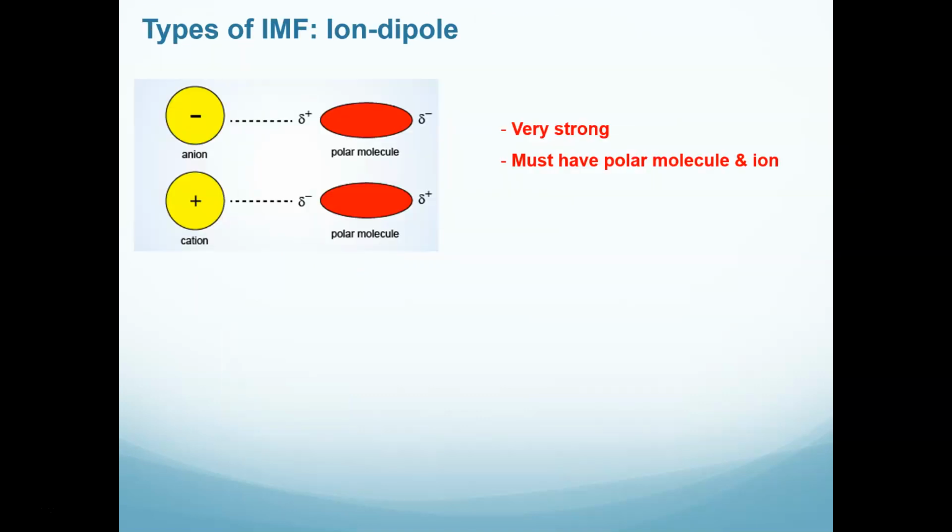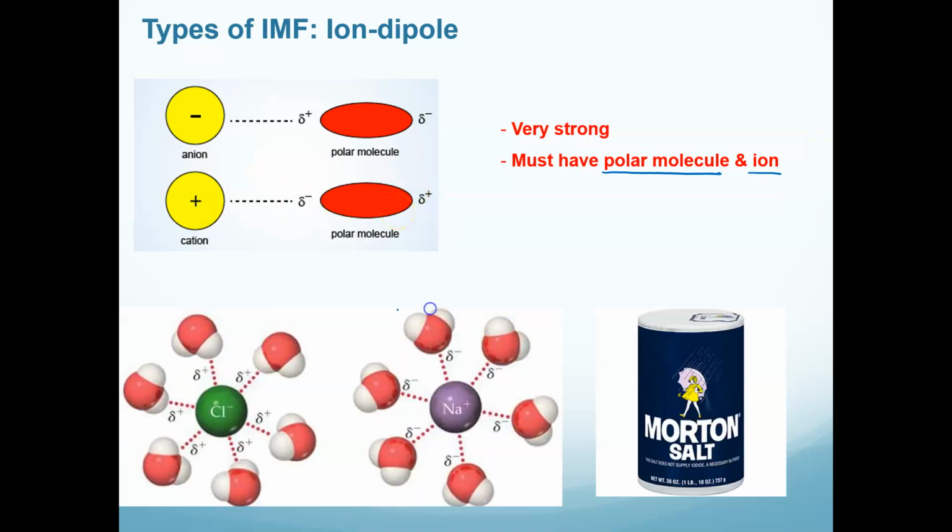This is the last type of intermolecular force we're going to talk about, and it's the strongest. This is called an ion dipole intermolecular force. It's very strong. We must have two components. We need to have a polar molecule, but we also need to have a full-out ion, like sodium or potassium, a full-out ion. If I have an anion, that negative charge is going to interact with the partially positive on a polar molecule. If I have a cation, it's going to interact with the partially negative on a polar molecule. And one example of this is table salt, so sodium chloride, why it dissolves in water.